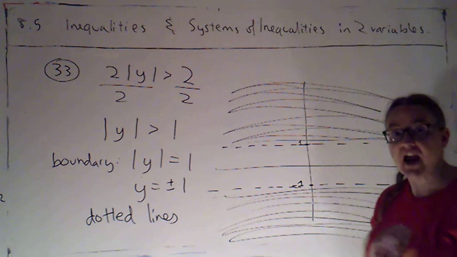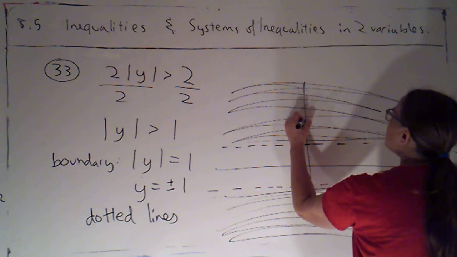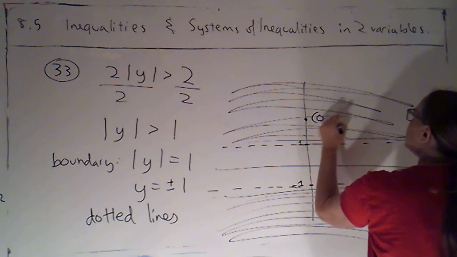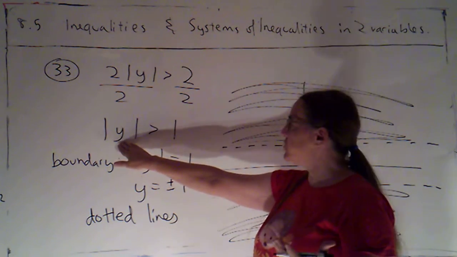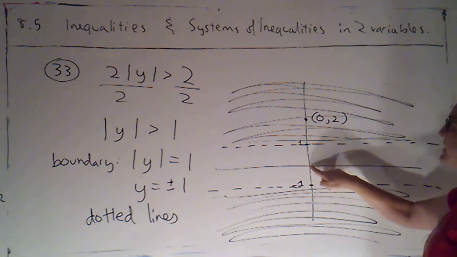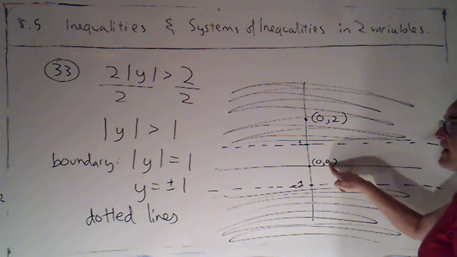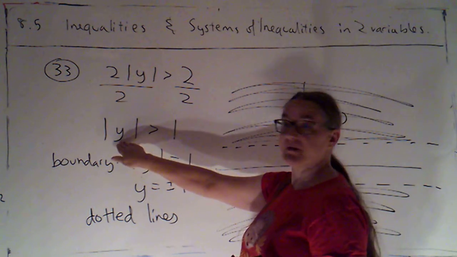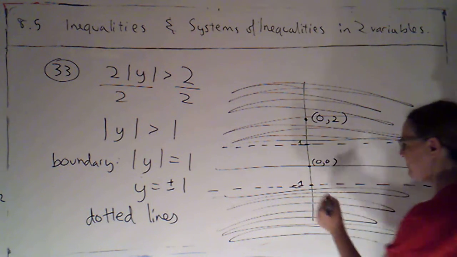Let's just double check that by choosing some points. I could choose the point here, 0, 2. The absolute value of y would be 2. That is bigger than 1. We should shade this region. The origin here, 0, 0. The y value is 0. Absolute value of 0 is 0. That is not bigger than 1. We did not shade that region.